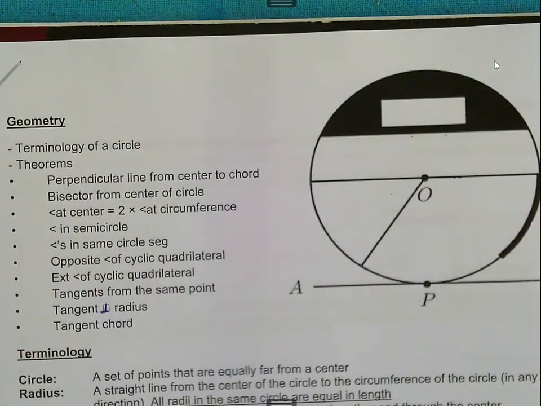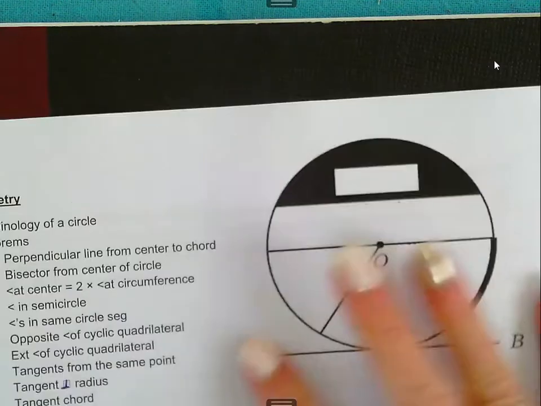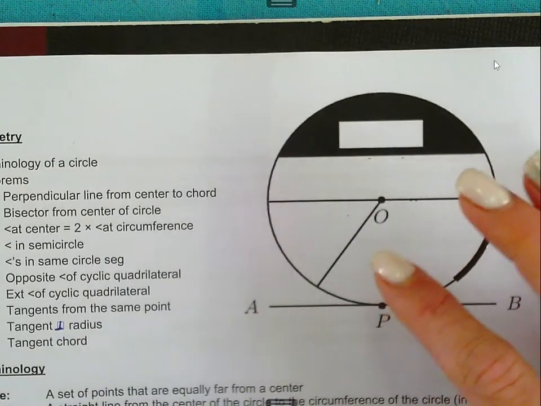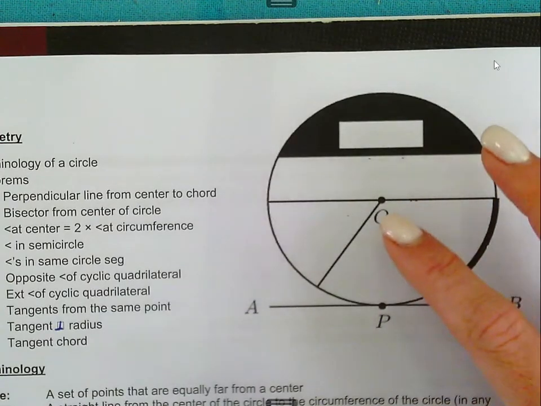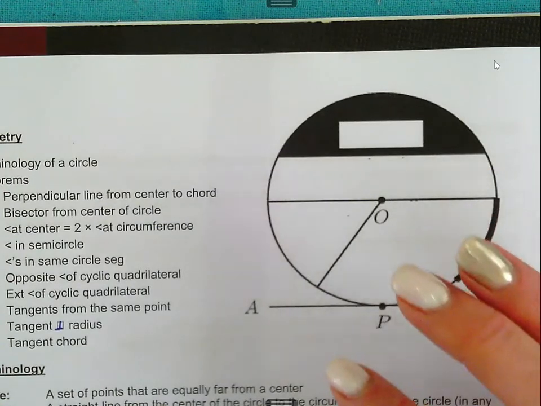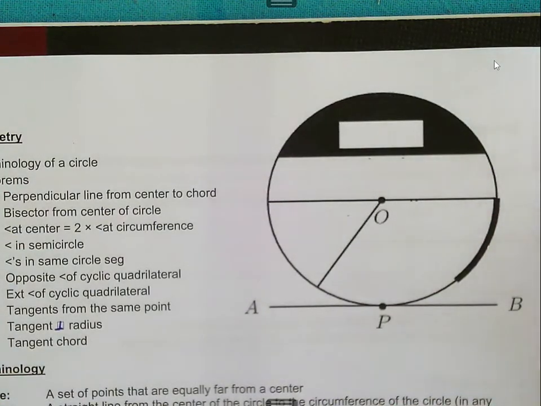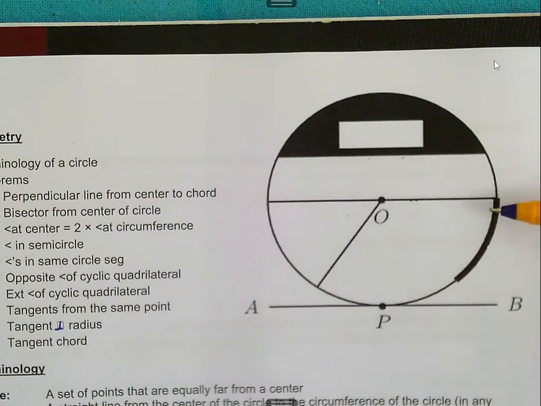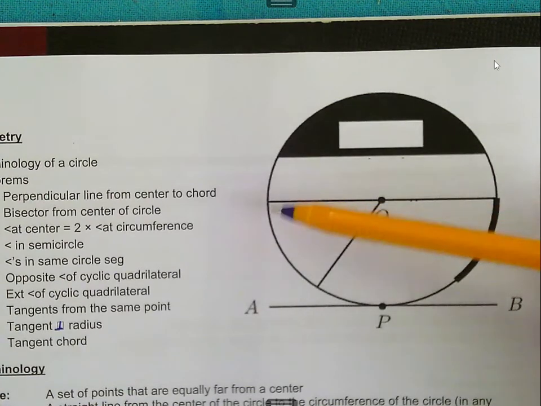The first thing I need you to look at is a circle. You all understand what a circle is. We have a radius. A radius is a straight line from the center of the circle to the circumference of the circle in any direction. All radii in the same circle are equal in length. If you look at this circle, there's a radius, there's a radius, there's a radius, and they all have the same length. A straight line from one side of the circle to the other through the center is called a diameter. It has to go through the center to be a diameter.